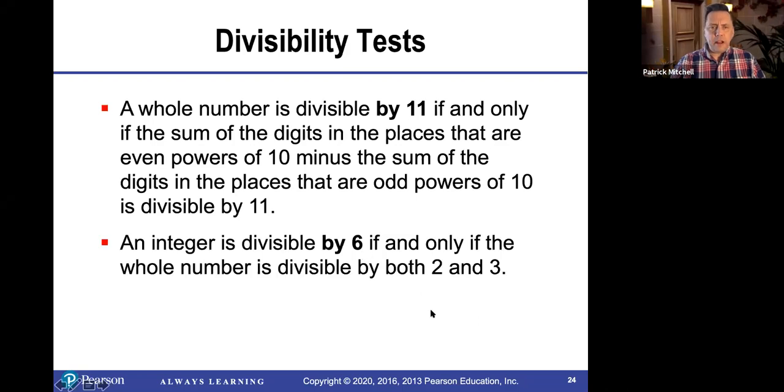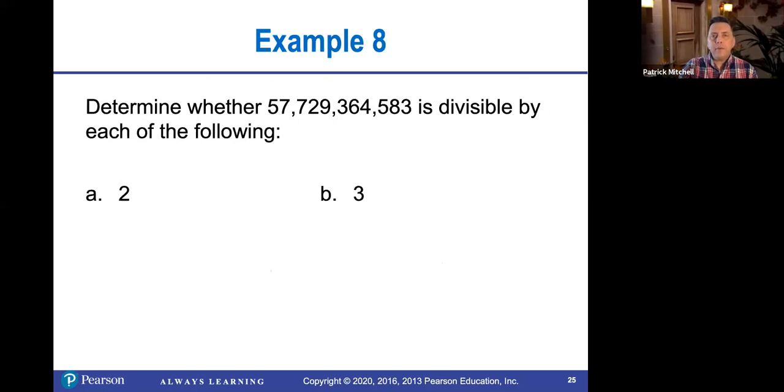Okay, and then I'm surprised they waited so long to tell us about this one. I definitely do remember learning this one in school. An integer is divisible by 6 if and only if the whole number is divisible by both 2 and 3. So if it's divisible by both 2 and 3, then it's divisible by 6. So that brings us to this one last big example.